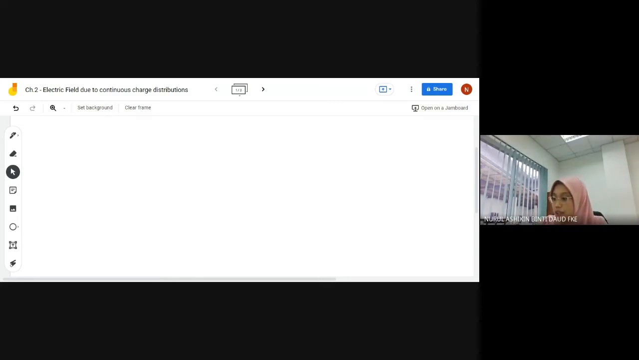So for today, let's continue our chapter 2, from what we have read from the previous topic. All right, so previously we have learned about Coulomb's law.